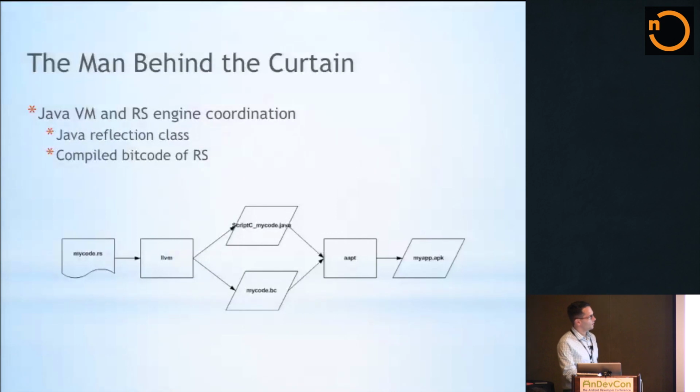And here's kind of a flow of what happens. Your RenderScript code goes through what's called LLVM, and you get your reflection class up on the Java side, and then you get this Bitcode resource. Both of those get fed into AAPT to create your APK. Okay, and you get your package.